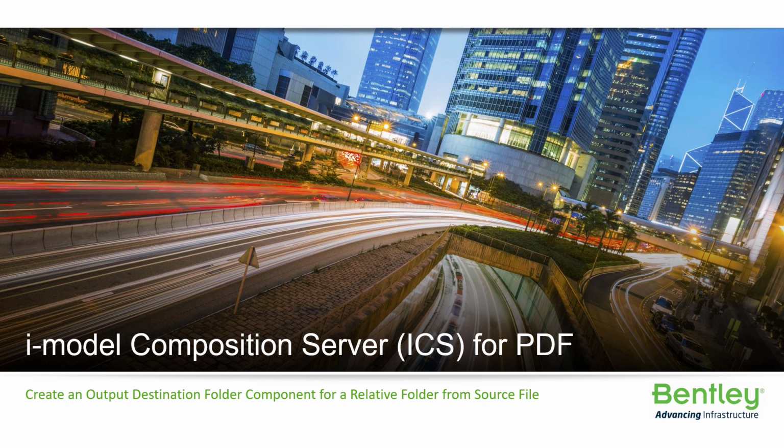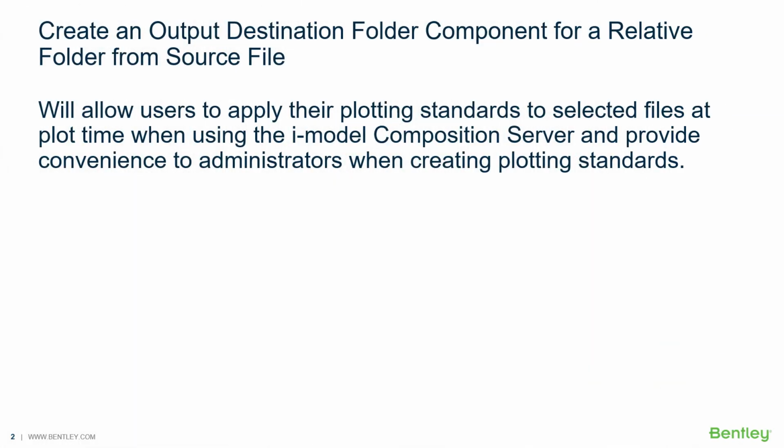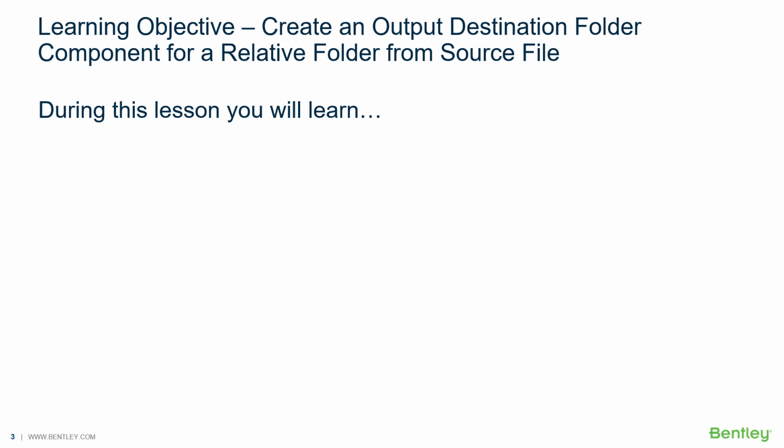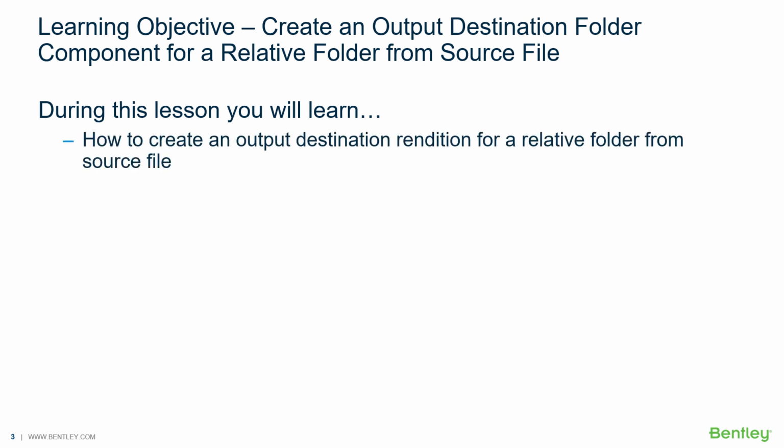In this lesson, you will create an output destination folder component for a relative folder from source file for the use of an iModel Composition Server. When creating an output destination folder component for a relative folder from source file, this will allow users to apply their plotting standards to selected files at plot time when using iModel Composition Server and provide convenience to administrators when creating plotting standards. During this lesson, you will learn how to create an output destination rendition for a relative folder from source file.